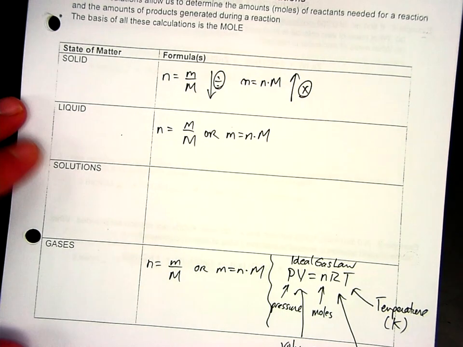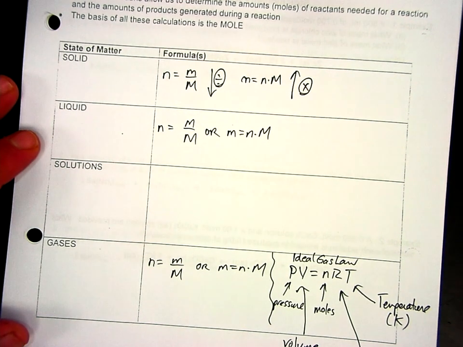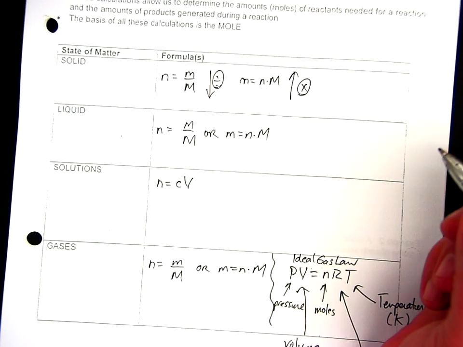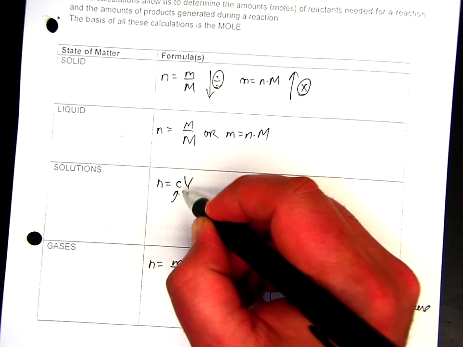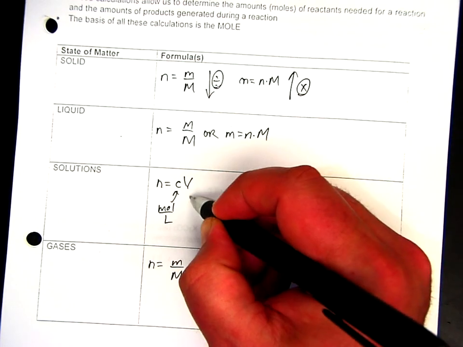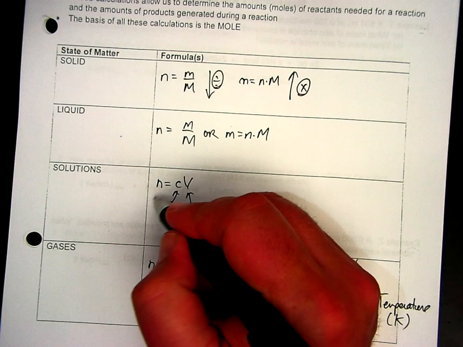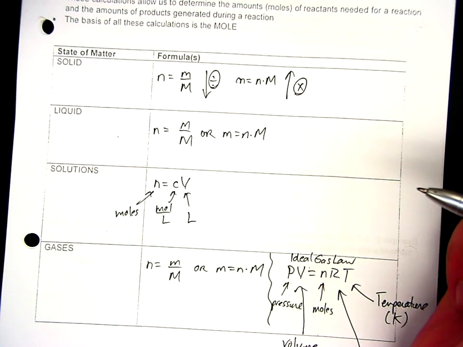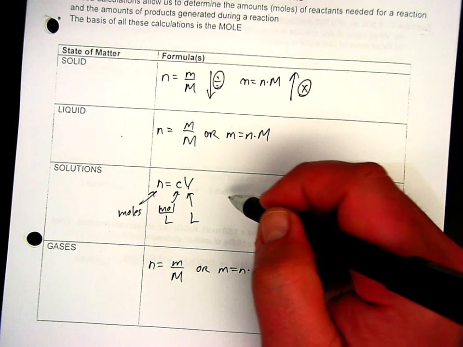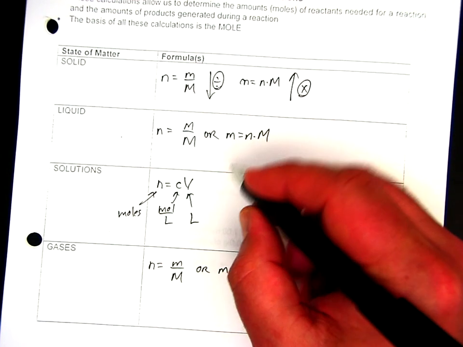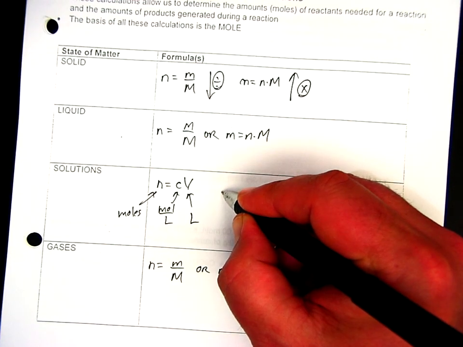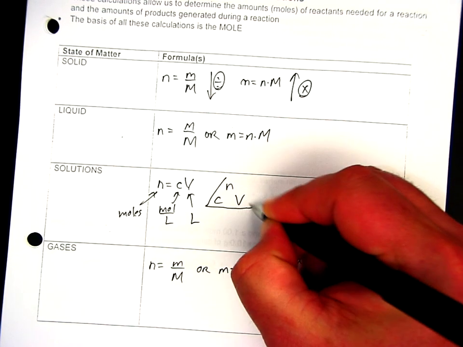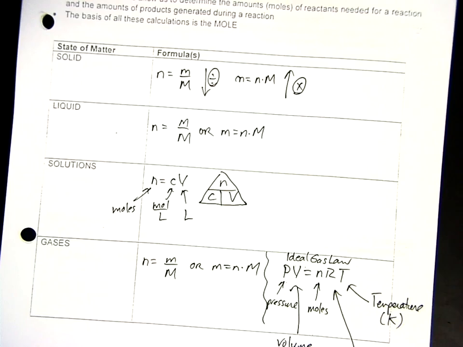But with solutions, like I said, we're going to use our formula moles equals concentration times volume, where the concentration's in moles per liter, the volume's in liters, and that's going to give us our moles. We may be required to find out the volume of something, or the concentration, so we may want to use that little formula triangle there, where moles is equal to the concentration times the volume.